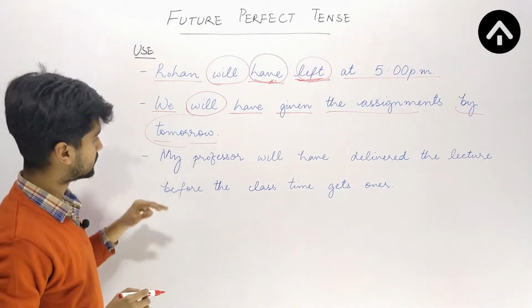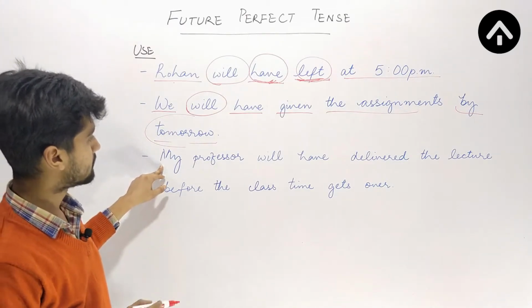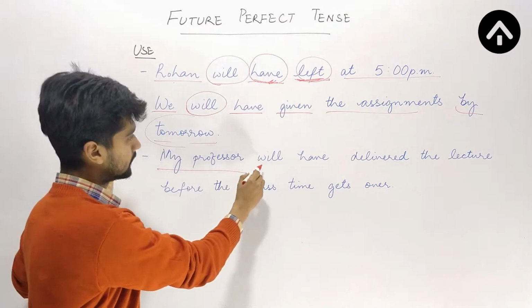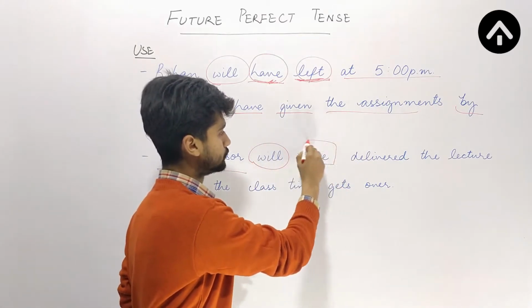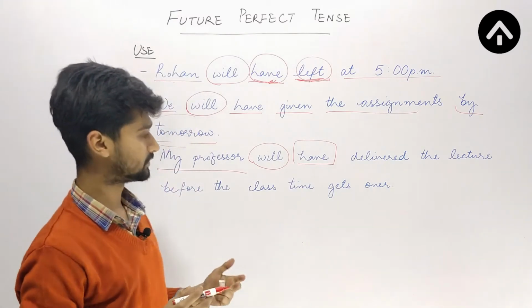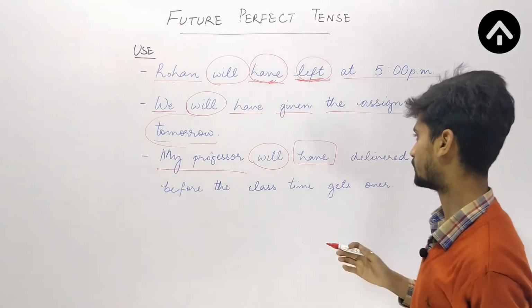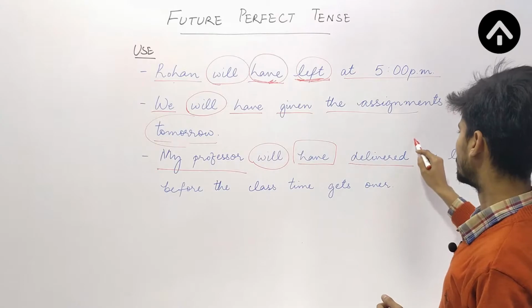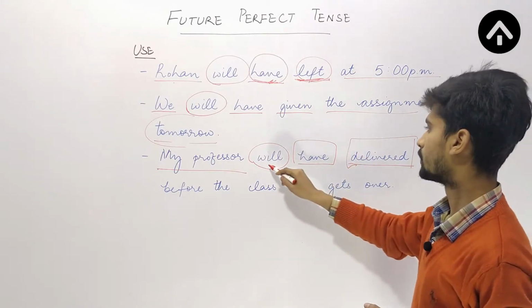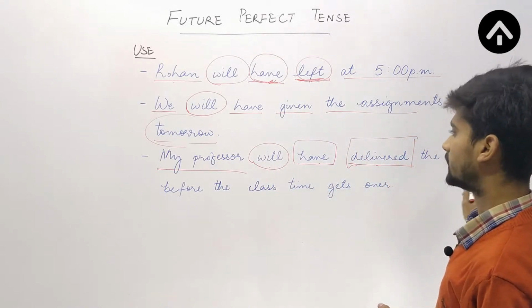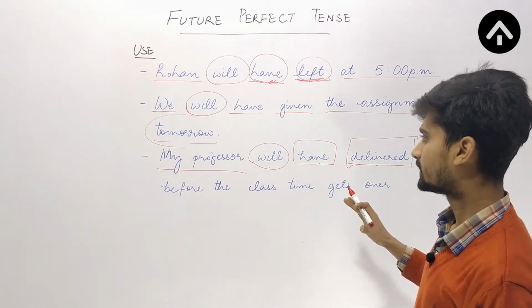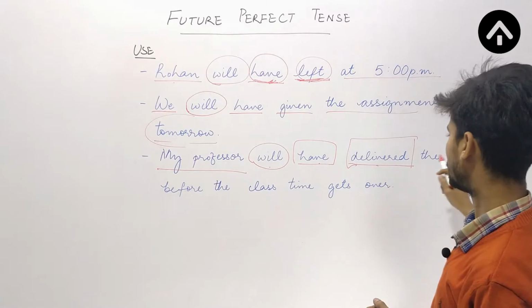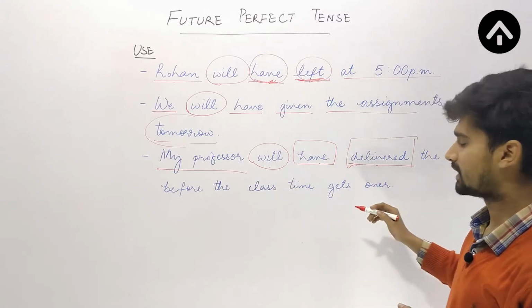The third sentence which I've added here as an example is: my professor, which is the subject. Then I'm using will to denote the future tense and have to denote the perfect aspect, again an auxiliary verb. Delivered is the third form. So: my professor will have delivered the lecture before the class time gets over.